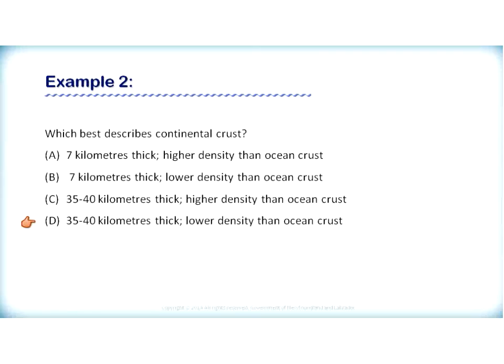Next we look at the determining factor. Does the continental crust have a higher density than the ocean crust, or a lower density than the ocean crust? Where the continental crust sits directly upon the ocean crust, it has a lower density than the ocean crust, and in this case our answer would be D.